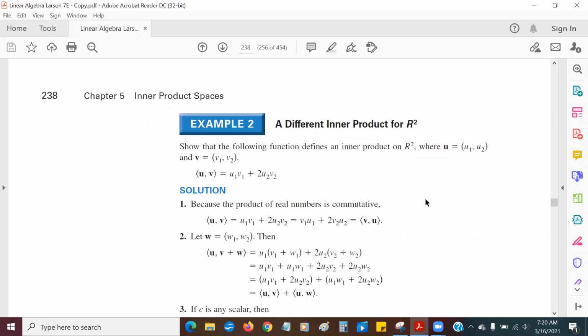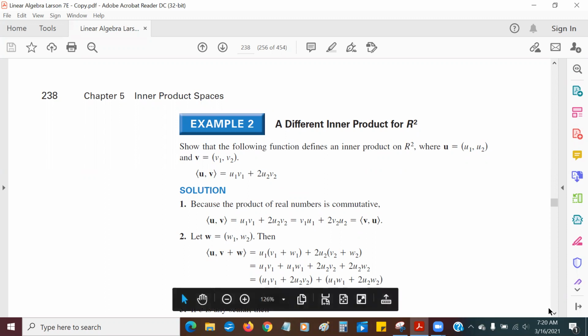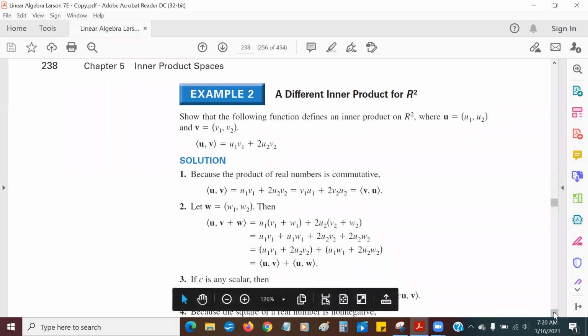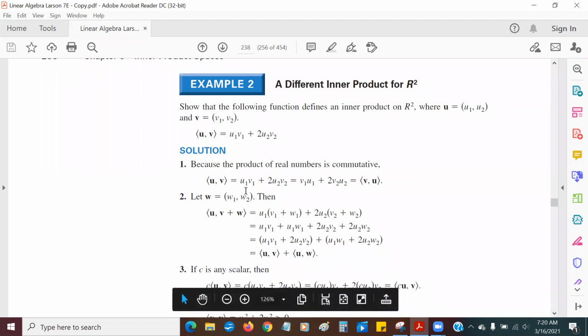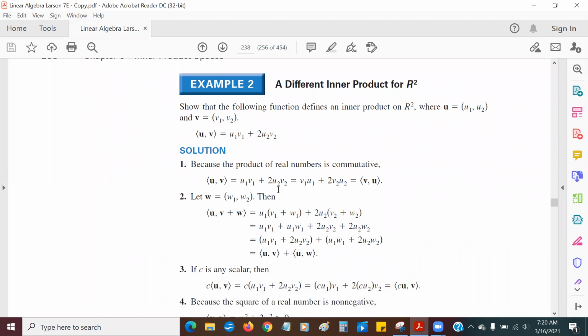So let's go through everything step by step. We want to show that u comma v is equal to v comma u. Well, u comma v is going to be u1 v1 plus 2 times u2 v2. But that's equal to v1 u1 plus 2 times v2 u2, which by definition is v comma u. So we see that first one works, that sort of commutativity. It reminds me of commutativity.